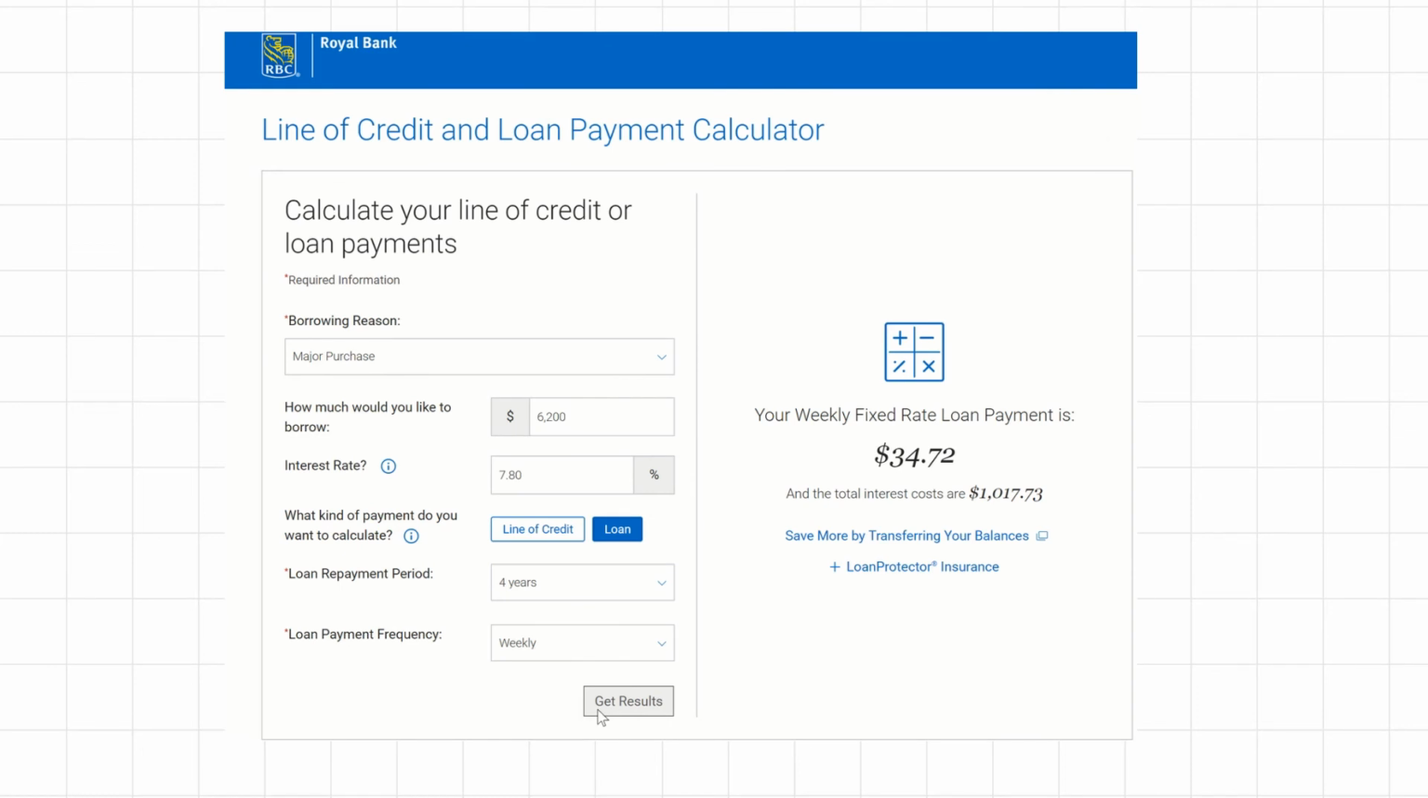And notice that the weekly fixed loan, it looks like it's really cheap. It's $34.72. That's because you're paying every week, and the total interest costs are very, very close. So making a change from monthly to weekly on loans of this size makes very little difference, except that you're paying a smaller amount every week instead of a larger amount once a month.